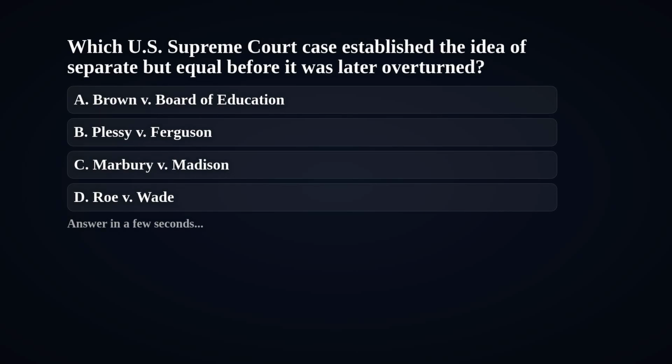Question 29. Which U.S. Supreme Court case established the idea of separate but equal before it was later overturned? A. Brown versus Board of Education. B. Plessy versus Ferguson. C. Marbury versus Madison. D. Roe versus Wade.